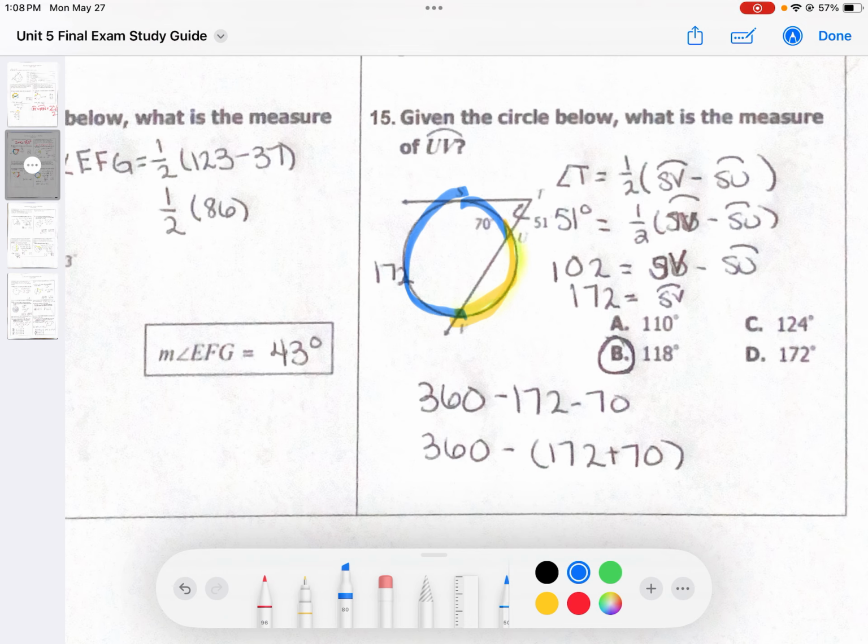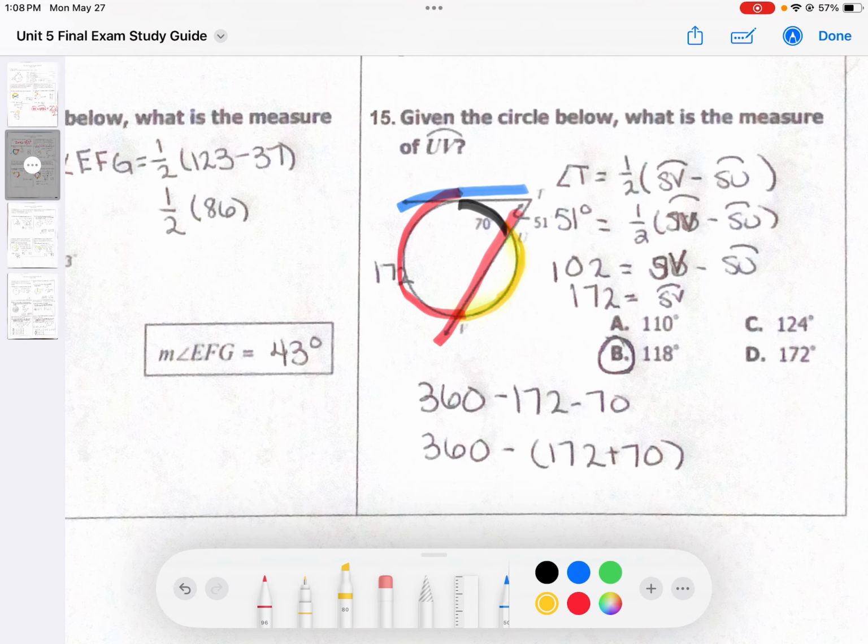Actually, this is a secant and a tangent, because this is a tangent line and this is a secant line. Since I know that SV is 172, and remember a circle is 360 degrees, this is 70 here and this is 172. I need to figure out the rest of the 360. So 360 minus 172 minus 70 is 118. You could do it in different ways. You could add 172 plus 70 and subtract that number from 360. It's all depending on what you want to do.